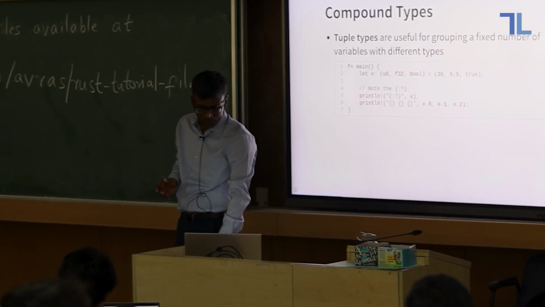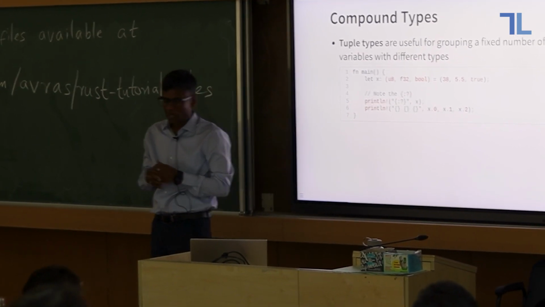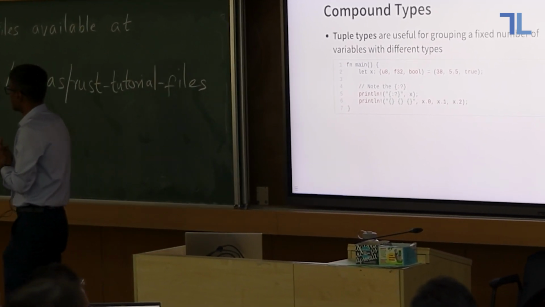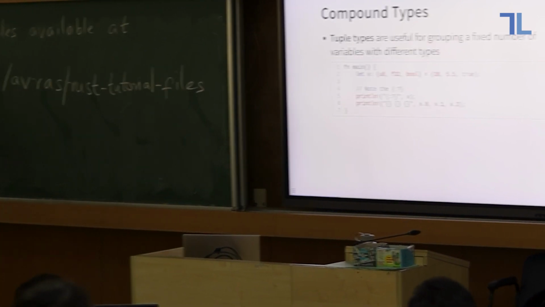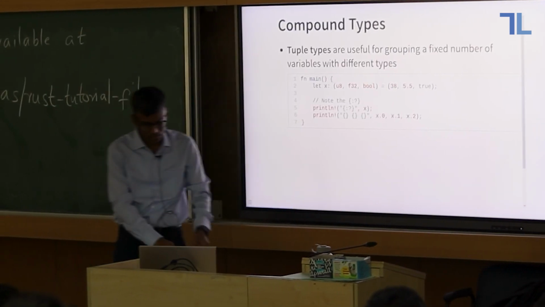Let's look at compound types. The first one is something called a tuple type. If you have a fixed number of variables with different types and you want to group them, then you can use this tuple type, and the syntax is just parentheses.